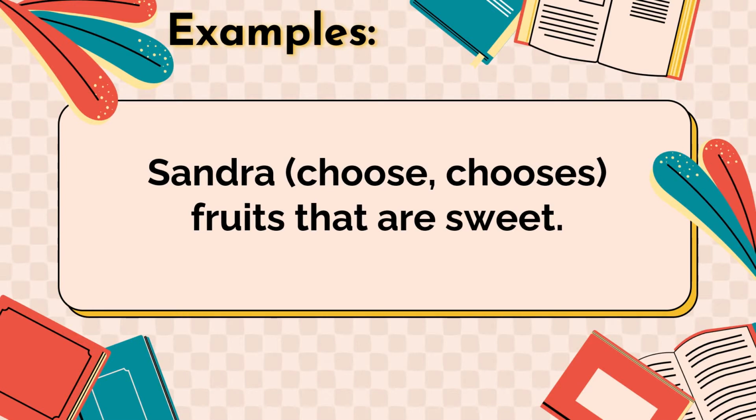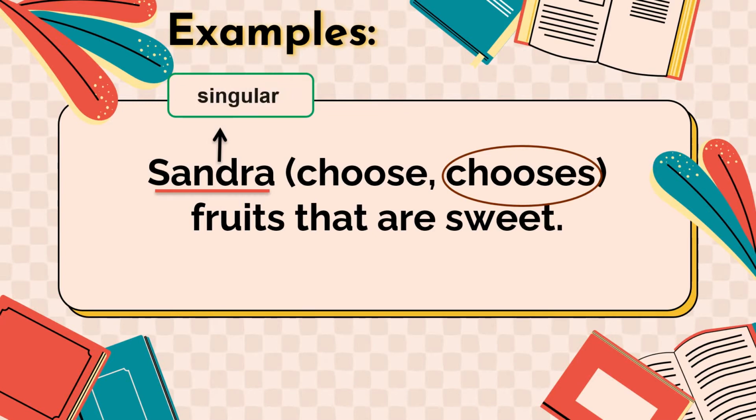So in this sentence, what verb are we going to use? Is it choose or chooses? Okay, very good. We are going to use the verb chooses. Why? Because the subject in the sentence is Sandra, and since Sandra is only one, therefore it is singular.